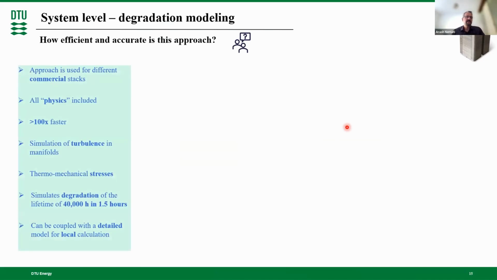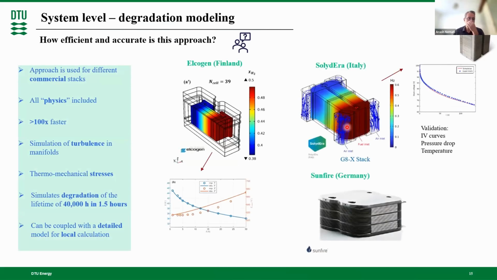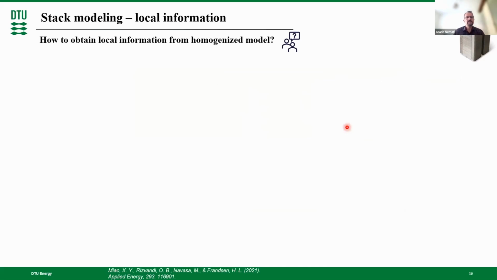So how efficient and accurate is this approach? This approach is used for different commercial stacks. As you can see here, we have tried it with different SOEC commercial stacks: Elcogen from Finland, Solidera from Italy, and also Sunfire from Germany. We consider all of the involved physics. It's 100 times faster than the detailed model. We can simulate turbulence, we can simulate the stresses, we can simulate the degradation or the lifetime of the stack, and we can also couple it with the detailed model for local calculation. So what does it mean?